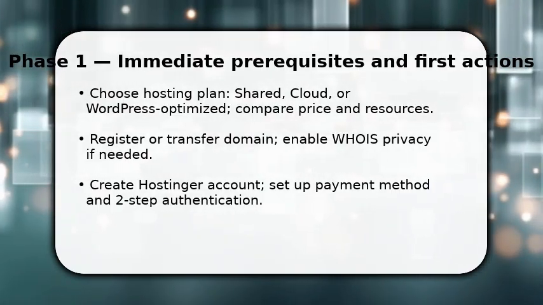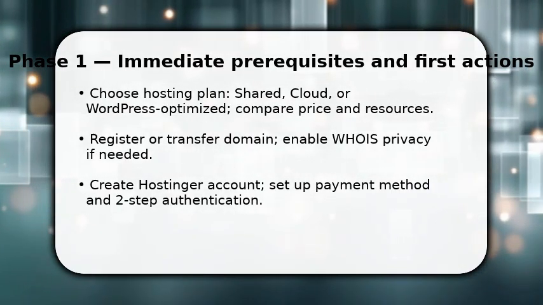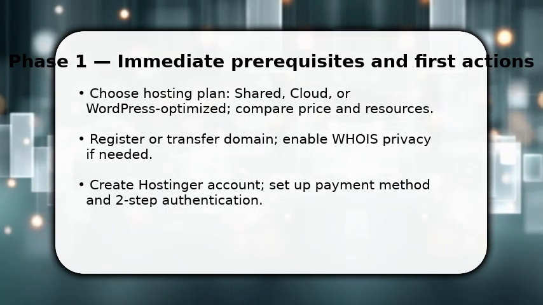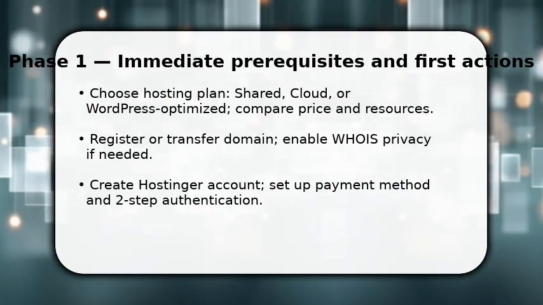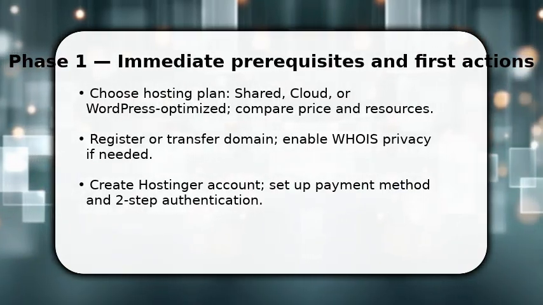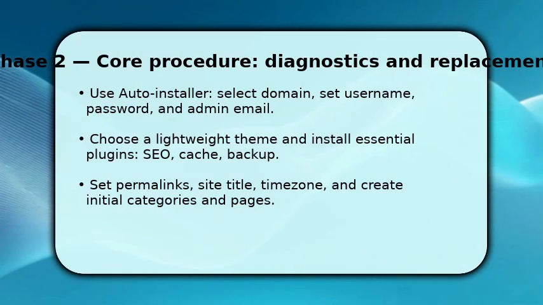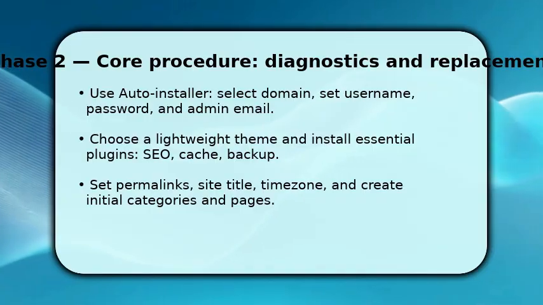Next, create your Hostinger account and add a payment method. Make sure to enable two-step authentication for security. This gets you to the control panel fast, where you'll launch the site installer and start the blog deployment process without delay. Now you install WordPress via Hostinger's auto installer.